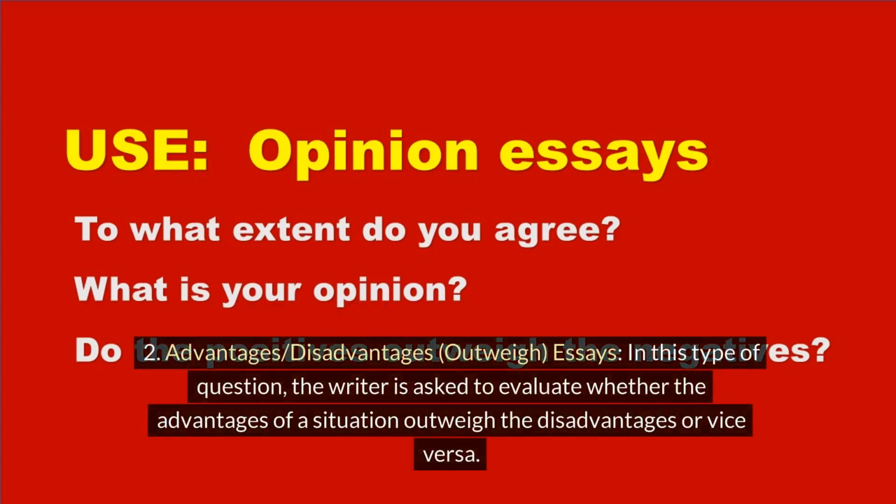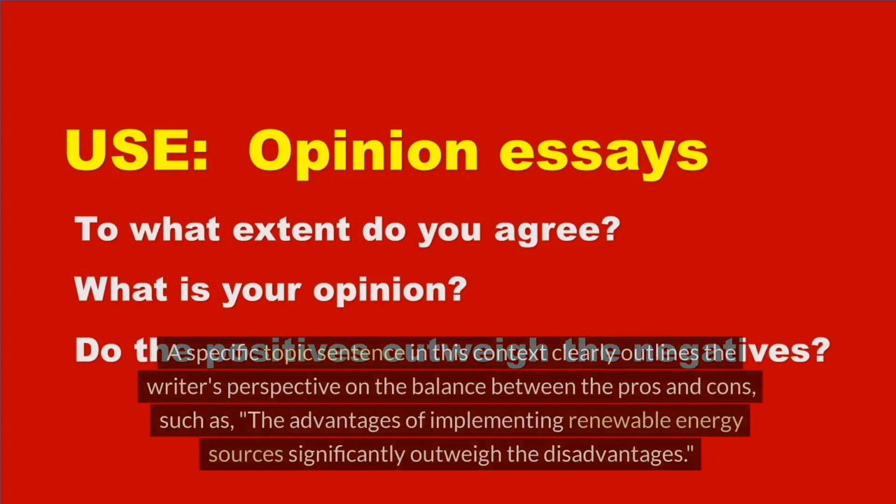2. Advantages, disadvantages, outweigh essays. In this type of question, the writer is asked to evaluate whether the advantages of a situation outweigh the disadvantages or vice versa. A specific topic sentence in this context clearly outlines the writer's perspective on the balance between the pros and cons, such as, the advantages of implementing renewable energy sources significantly outweigh the disadvantages.